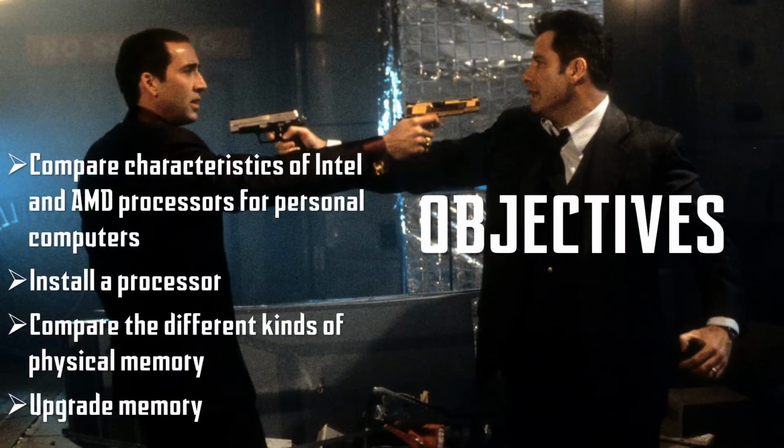So we're going to be able to compare the characteristics of Intel and AMD against each other. We're going to talk about how we install and remove processors. We're also going to talk a little bit about memory and how and why we would upgrade memory.